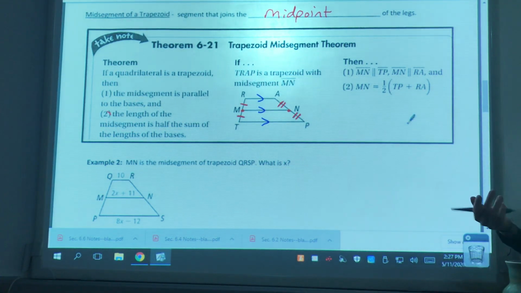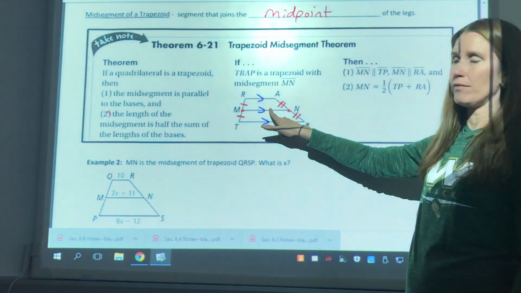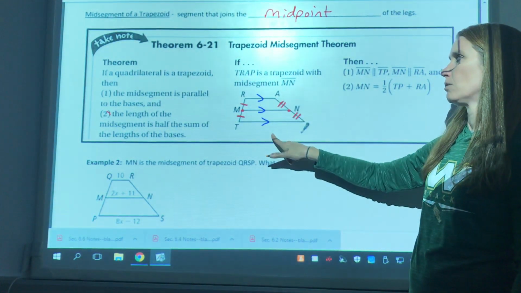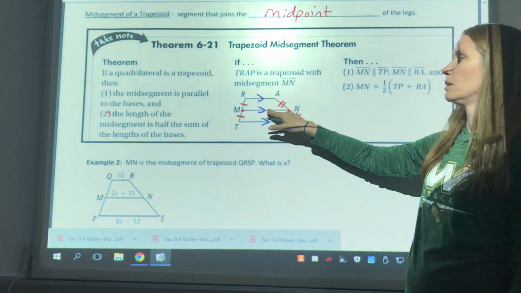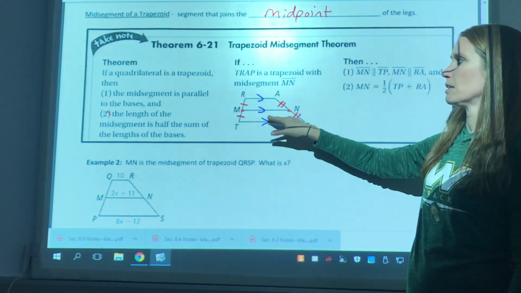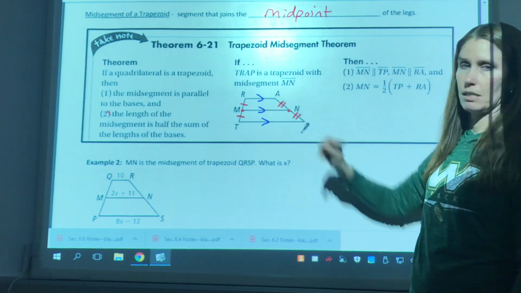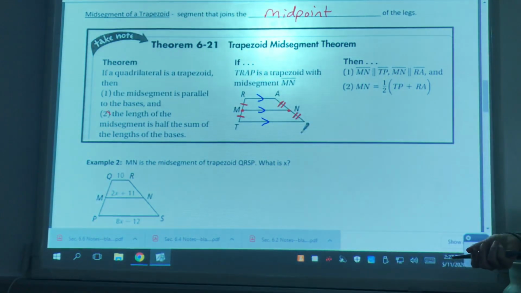It makes sense that this piece would basically be the average of these two. So again, whatever these two are, this should be right in the middle. Whatever this number is should be the same distance away from this number as it is from this number, if it's right in the middle.